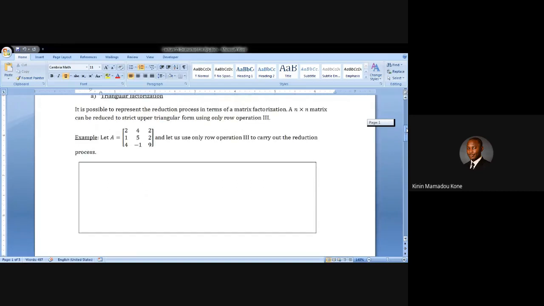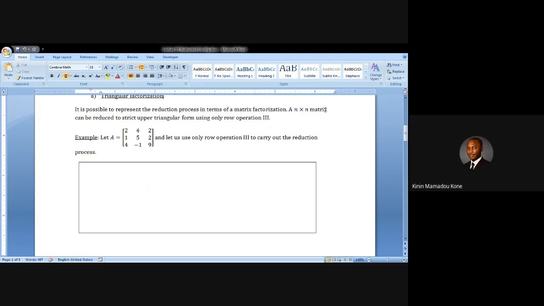So triangular factorization. It's possible to represent the reduction process in terms of a matrix factorization. You have a matrix and you want to write that matrix as a product of two matrices. That's what we mean by matrix factorization.